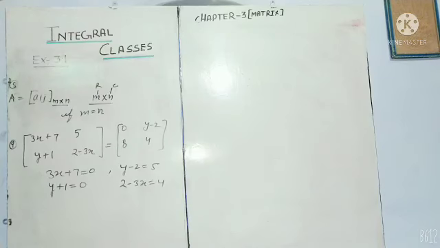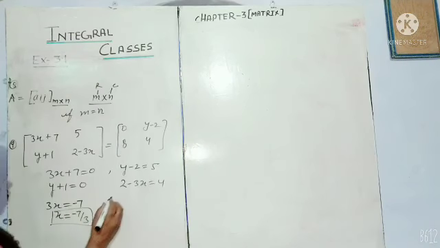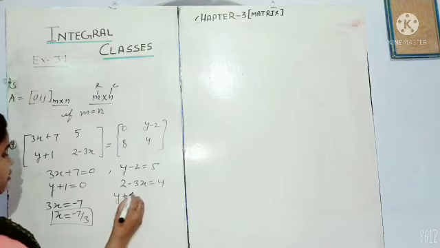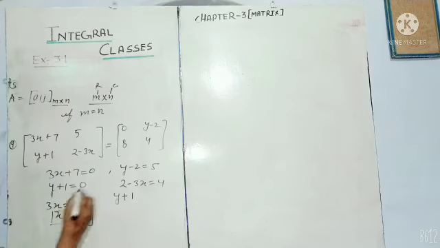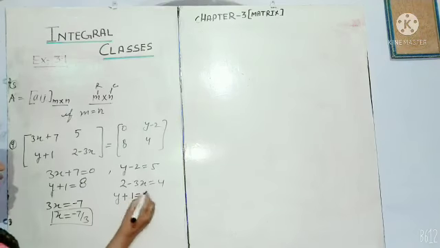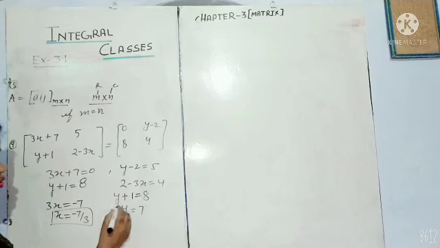Now we will find the values of x and y. Any two equations we can solve here. 3x equals -7, therefore x equals -7 upon 3, and y plus 1 equals here 8, sorry, it is 8, then y equals 7. So the values are given here: x equals -7 upon 3 and y equals 7.